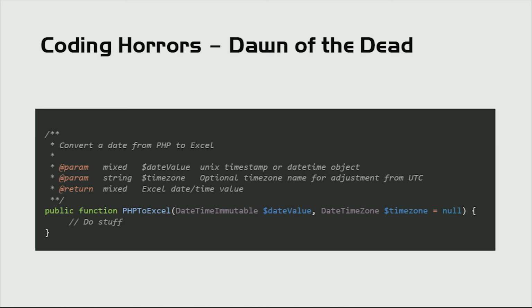And I did some major refactoring of it, so it would work only with date-time immutables, and it required a date-time zone argument as an optional argument. But I forgot to change the doc blocks. The doc blocks are now dead code. They don't match the actual signature of the function.